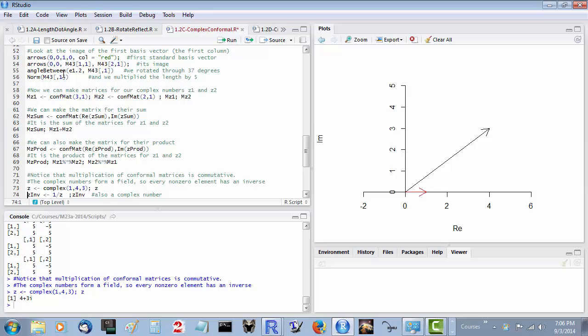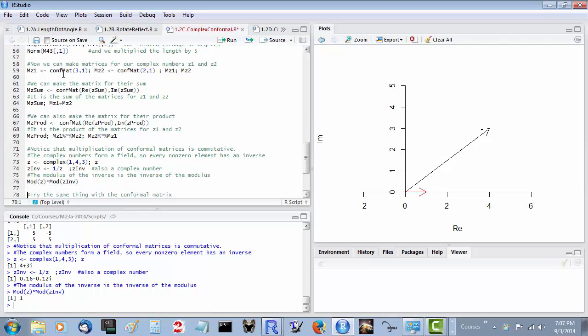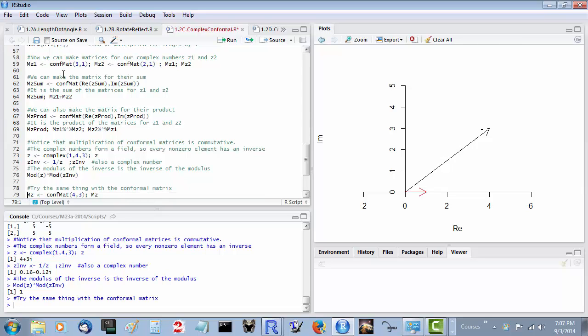So I've made a complex number out of real part 4 and imaginary part 3. The hardest axiom to satisfy for a field is that the inverse of every non-zero element is also in the field. I can ask R to calculate the inverse of the complex number z. I can also ask R to multiply the modulus of z by the modulus of the inverse number. The answer is 1.